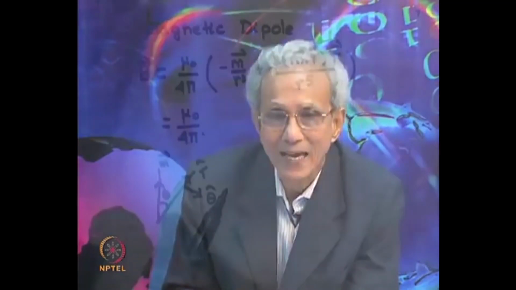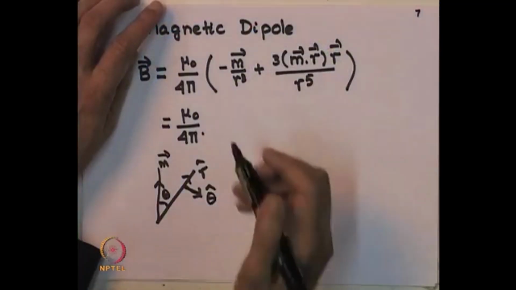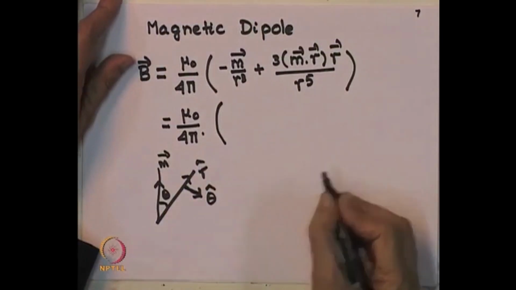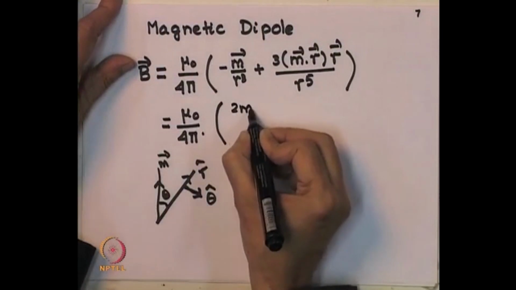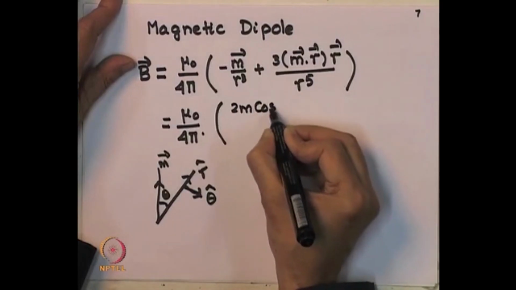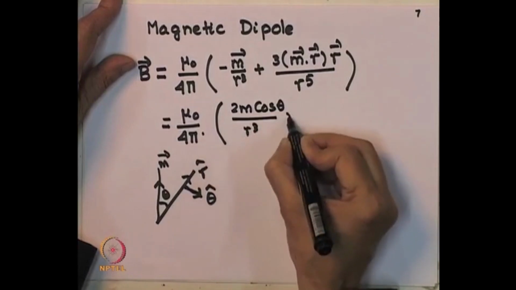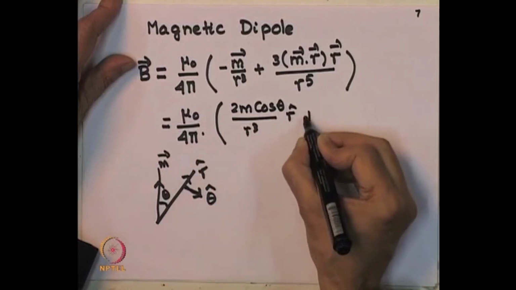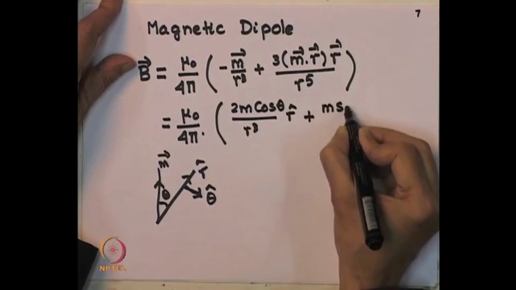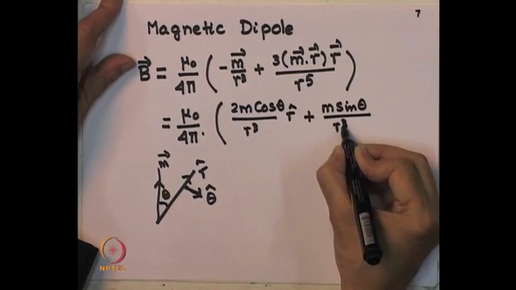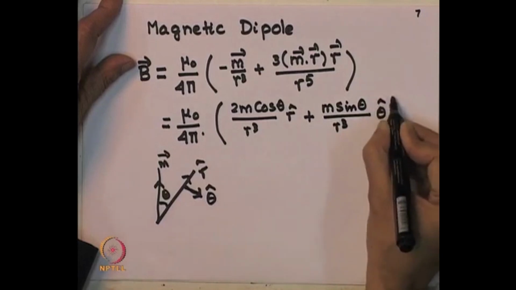Okay. So, if you look at that and you know this angle, then you can rewrite this, in a fairly straightforward exercise, as 2 m cos theta divided by r cube unit vector r plus m sin theta divided by r cube again and unit vector theta.